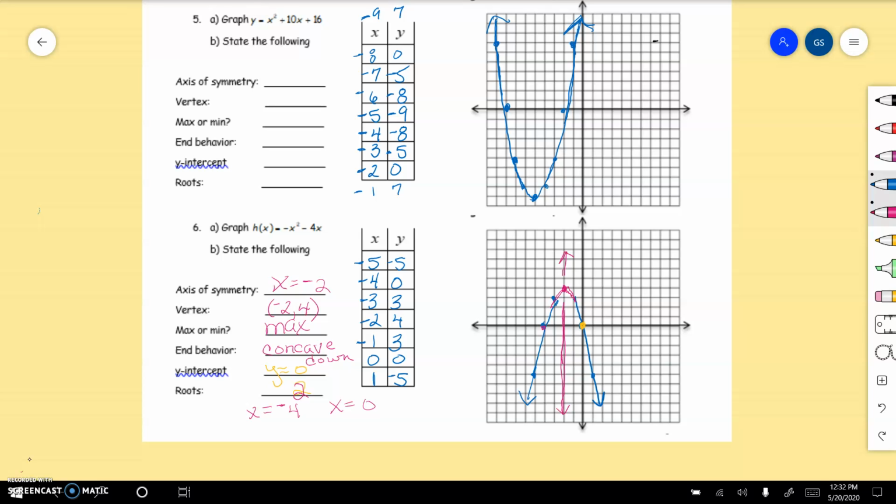So what I want you to do is hit pause, go through number 5, and just write down what you know from what we've just done, okay? You don't have to copy the graph or anything. You're just going to write down the answers. Okay, so go ahead and do that. Hit pause. When you come back, I'll have answers for you.